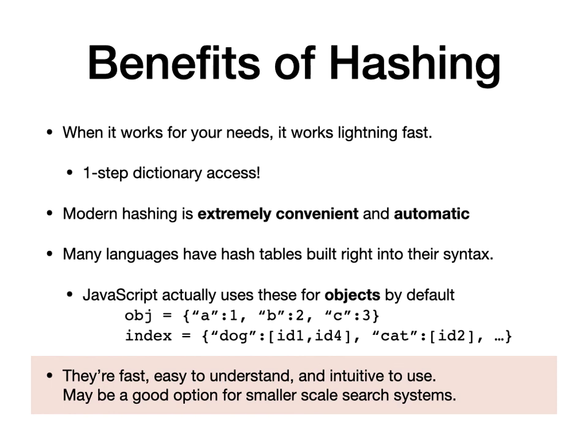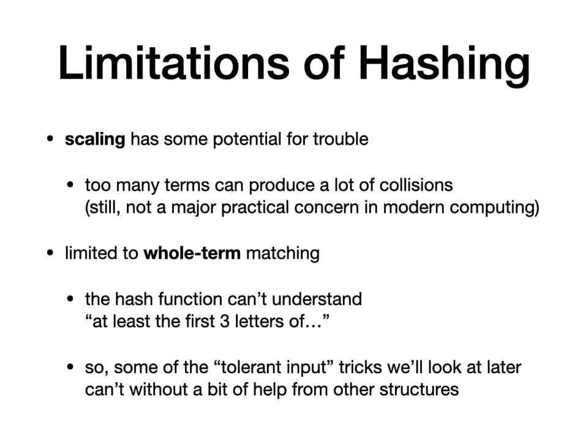The great thing about hash tables is that they're fast, they're easy to understand, and they're intuitive to use, more so than most things. You'll see as we toy with them. They're a great option, especially for smaller scale search systems, and even for larger scale ones, they're quite good. But remember, limitations. Scaling has some issues. Too many terms colliding can cause a lot of overlap and end up with inefficient linear search if you get too many collisions on a single point in your hash table. But again, in modern computing, we're not super worried about that. Systems are fast enough, the solutions are elegant enough that we can just use them.